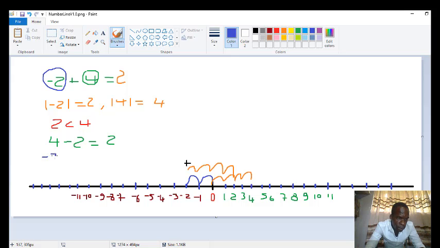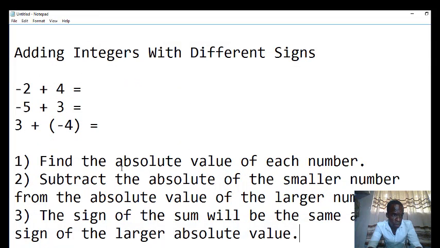-2 plus 4 is equal to 2. This is what we obtain. This is it. Then -2 plus 4 is 2. Then let's try again. We are going to do this with another operation. Let's say that we have -5 plus 3.